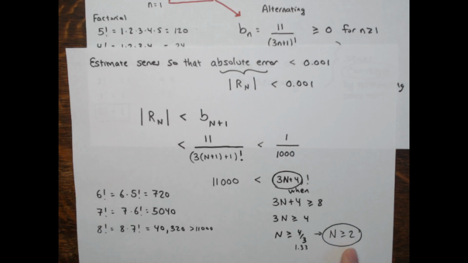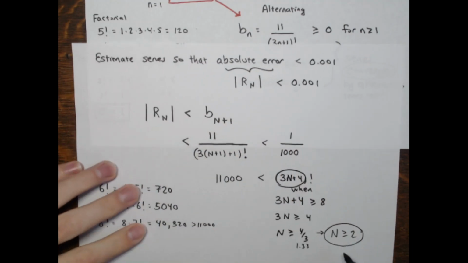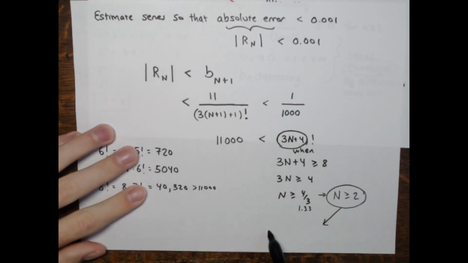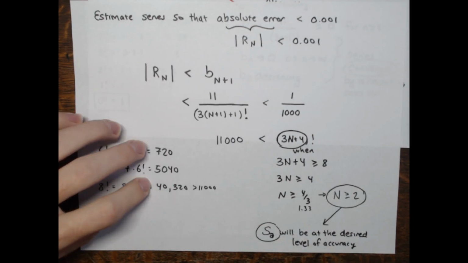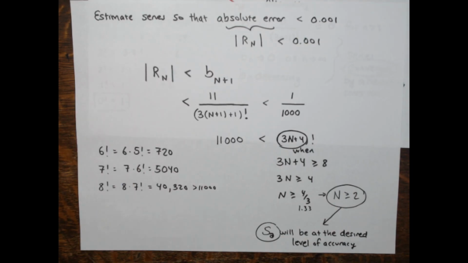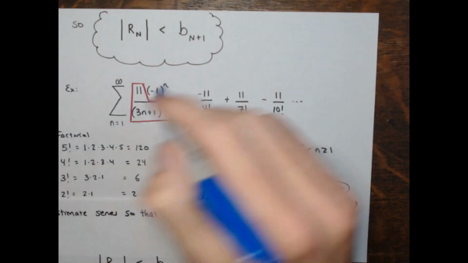So what this is telling me is that the remainder after adding just 2 terms is less than what they want. So this is saying S sub 2 will be at the desired level of accuracy. All right, so all I need to do is add up the first 2 terms, right, which I have up here. Here's S sub 2.